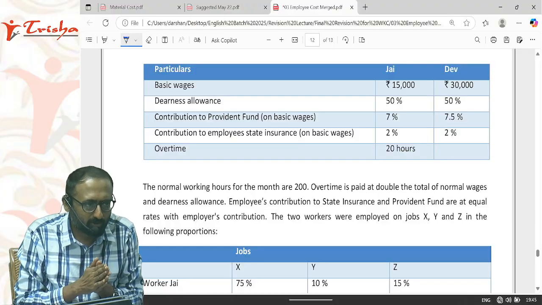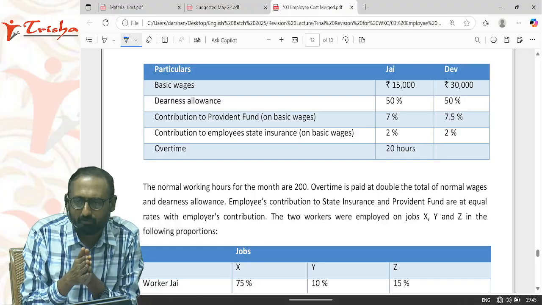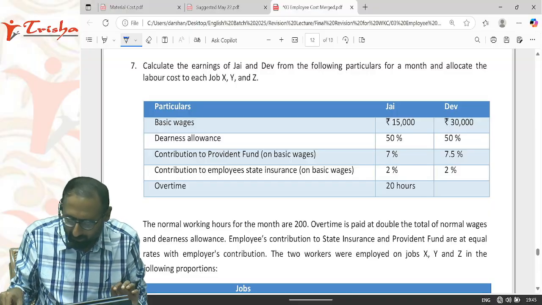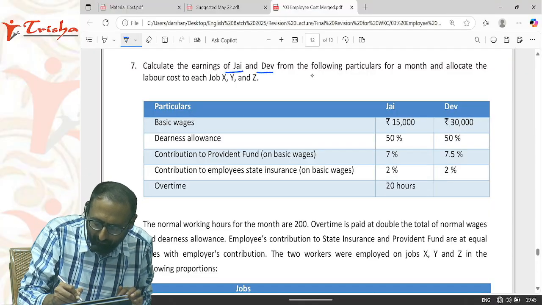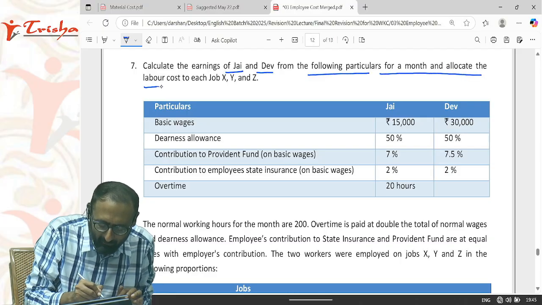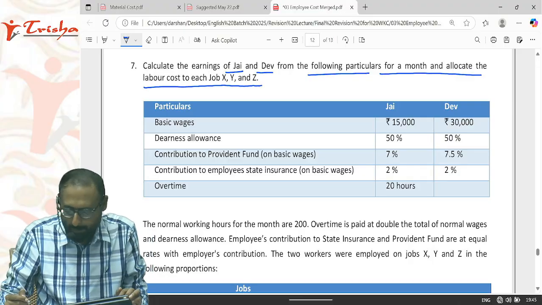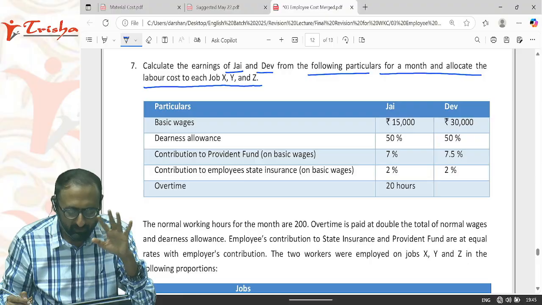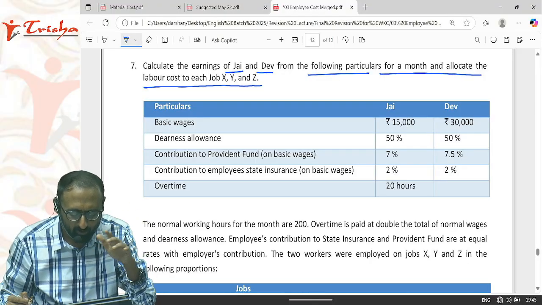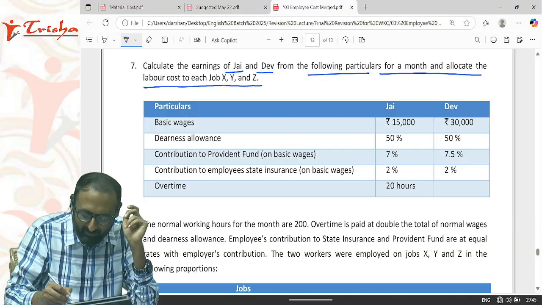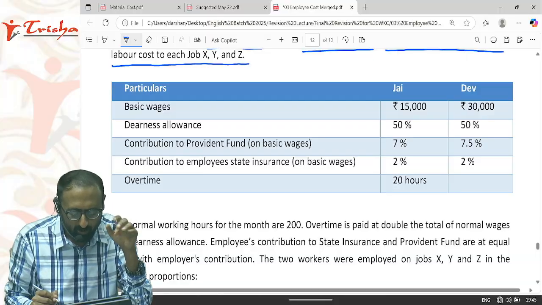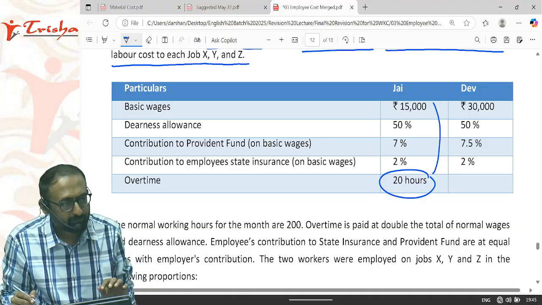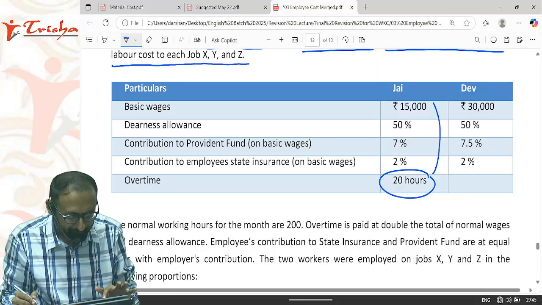Sirji, employer's contribution and employee's contribution. Let's quickly discuss this question and we'll stop this lecture. Calculate the earnings of Jay and Dev from the following particulars for a month and allocate the labor cost to each job X, Y and Z. Particulars, Jay and Dev: basic wages 15,000 and 30,000, dearness allowance 50%, 50%, contribution to provident fund on basic wages only, contribution to employee state insurance on basic wages. Overtime of 20 hours done by Jay.